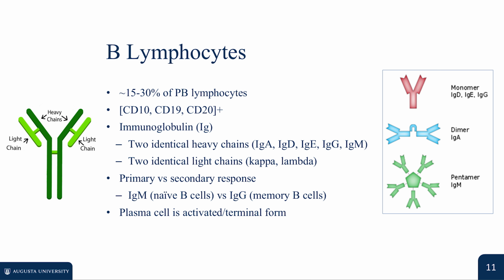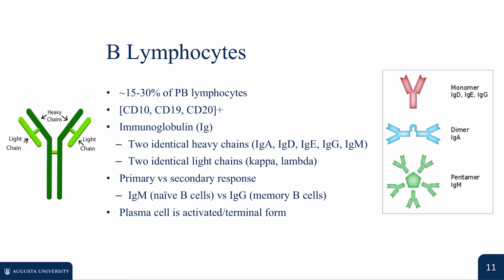Focusing on B lymphocytes, they constitute 15 to 30% of the circulating peripheral blood lymphocyte pool. Immunophenotypically, B cells are defined by the co-expression of surface markers CD10, CD19, and CD20. Their central physiological role is the production of immunoglobulins or antibodies, which neutralize soluble antigens and opsonize pathogens.